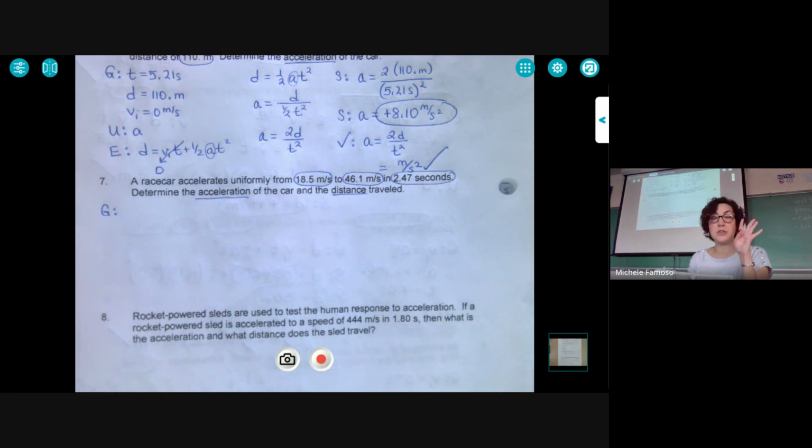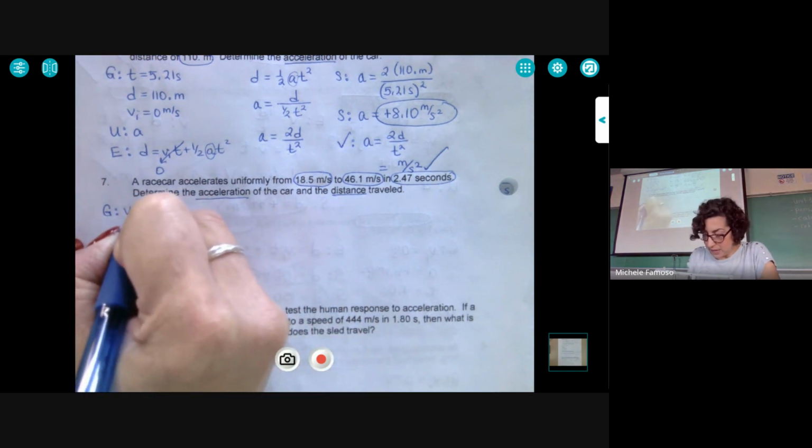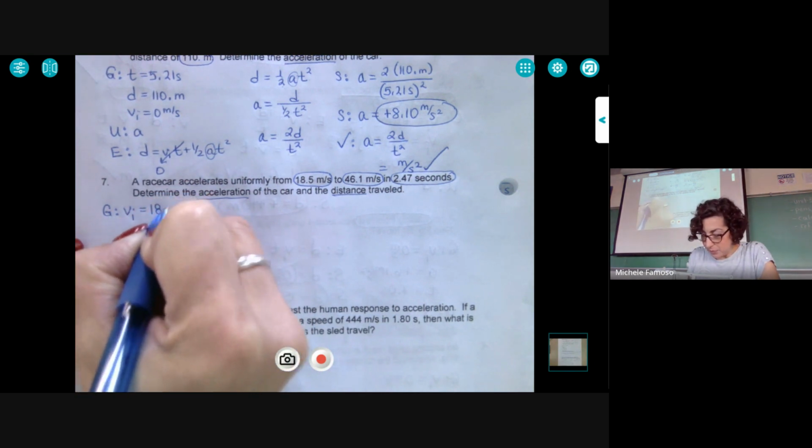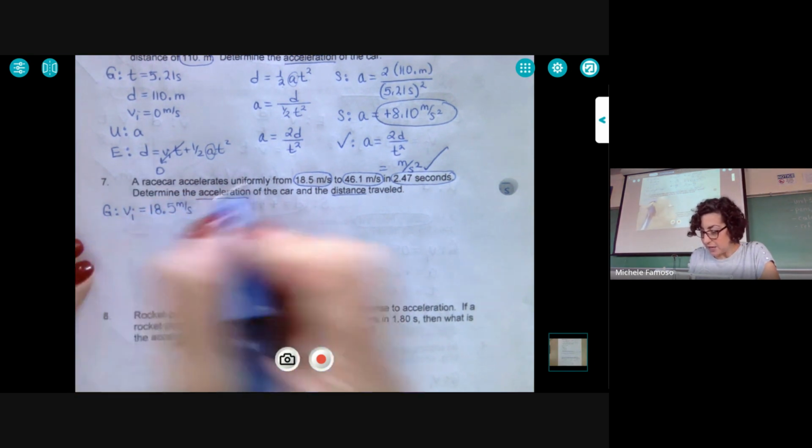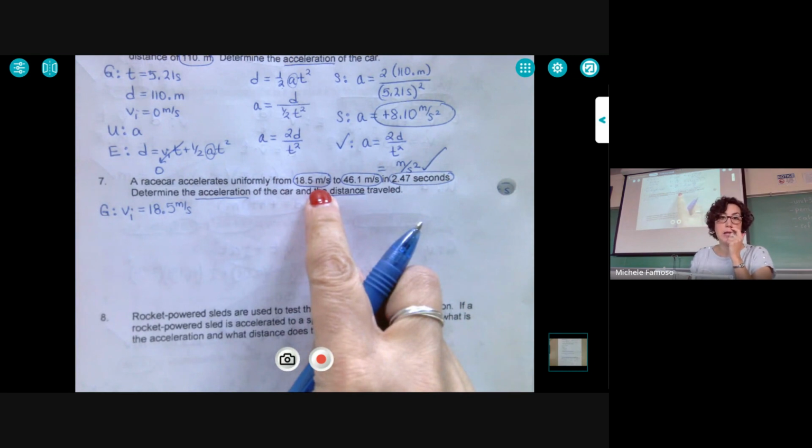We have 4 types of velocities. We have a Vi, we have a Vf, we have a V bar, and we have a delta V. Which velocities do we have here? Okay, so which one's the Vi? Okay, yes, so Vi is 18.5 meters per second. That is the starting velocity or starting speed in this question.